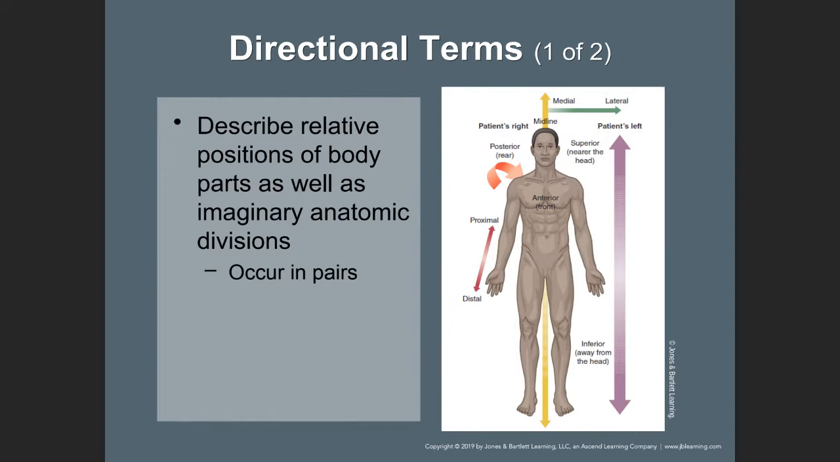Structures close to the midline are referred to as medial. Structures away from the midline are referred to as lateral. Distal means that the body part is away from the trunk of the body. And when we talk about the trunk of the body, it is the chest, abdomen, and pelvis without your attachments. And posterior is the rear, anterior is the front.